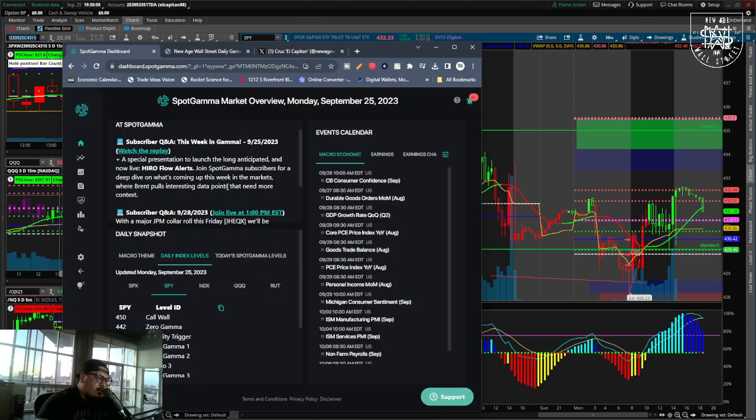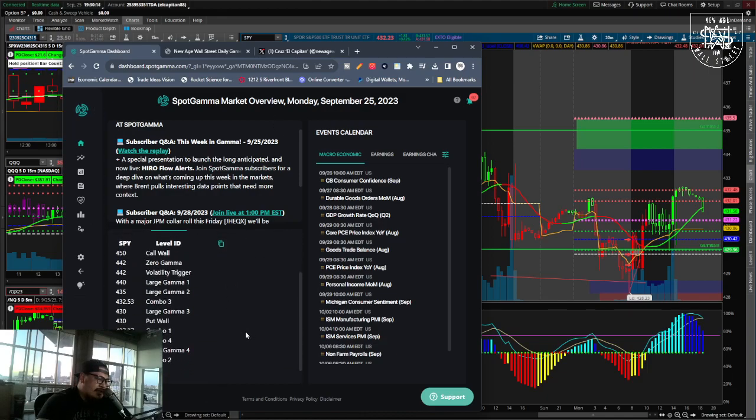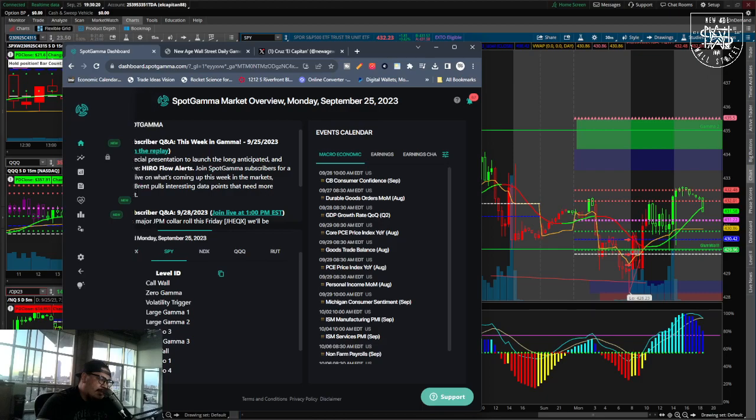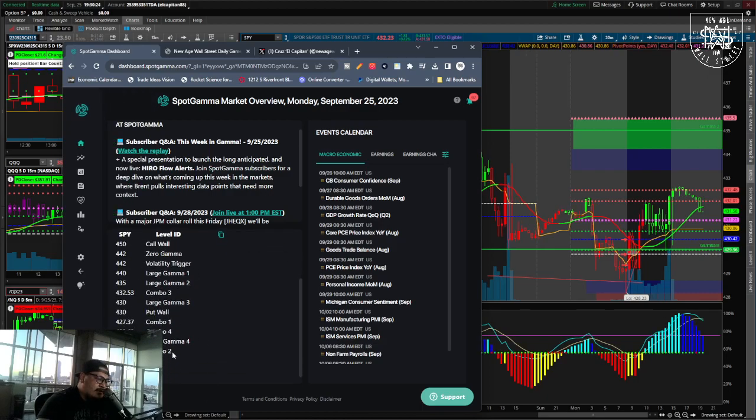The other way is through SpotGamma or another service like this. I think the basic plan is like $89 or whatever through SpotGamma. If you want to go through this, they have a lot of other little things in here. You can see it's kind of the same way that they have. They have some other levels that I don't think are as relevant, so I don't necessarily mess with them. But you see where the put wall is 430, right?